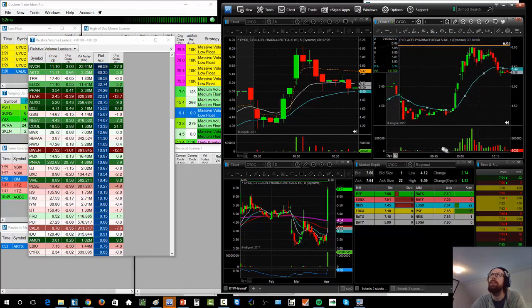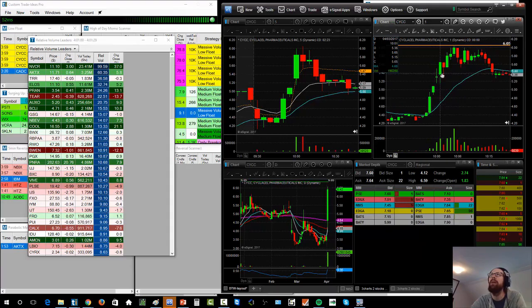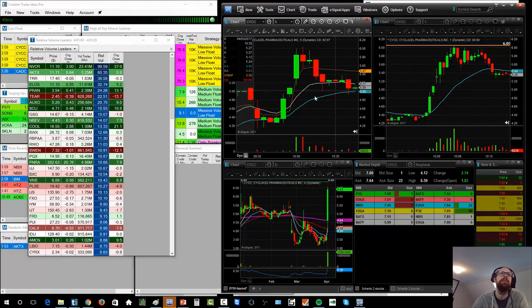So let's see. This popped up. I was in right here. Let's see. This little candle here, we dipped down and then we moved higher. So that was a little rest candle. It was extended, but it was not a bad try. Let's see. Other one.